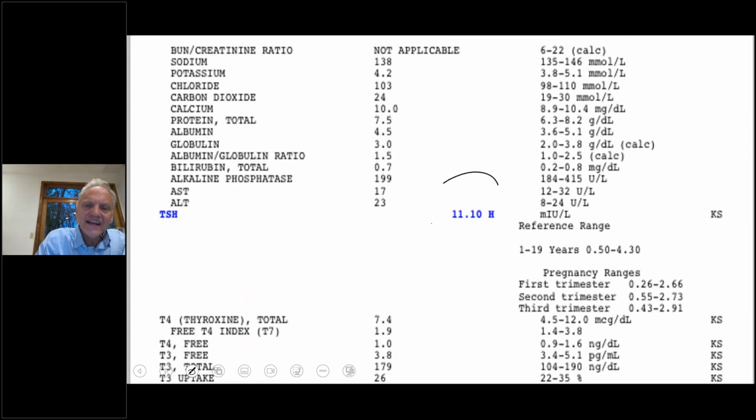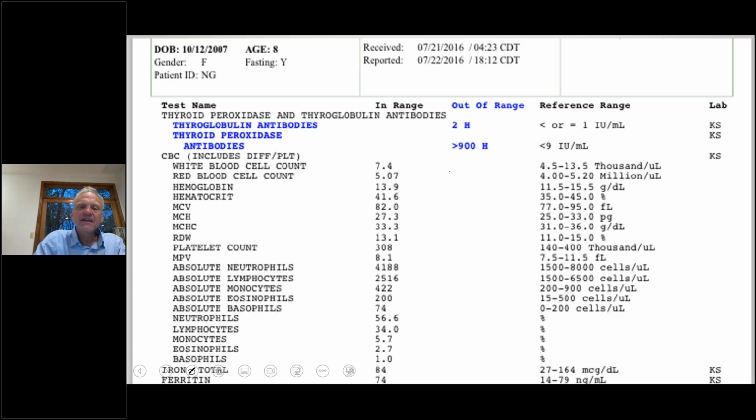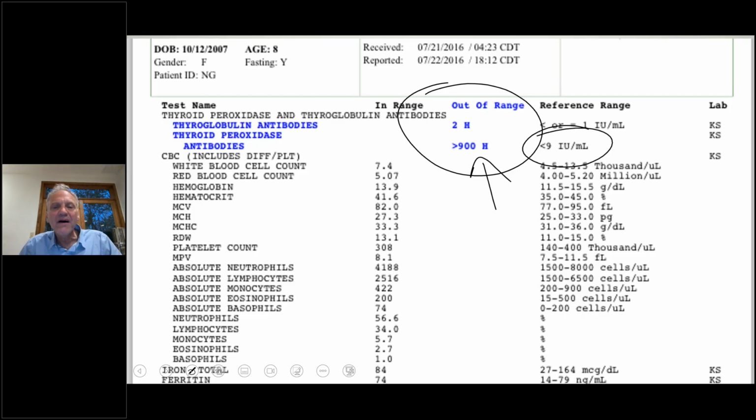So our TSH was 11.1. So that's pretty bad. Like, that's an 8-year-old. And there's a part I didn't tell you. The mom has Hashimoto's. So I had some suspicions there, but 8 years old. And then we did antibodies, and her thyroid antibodies should be lower than 9. They were above 900.